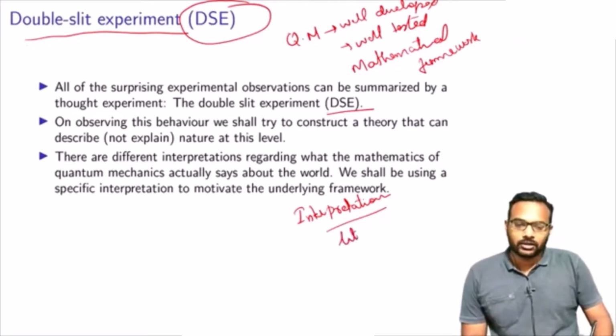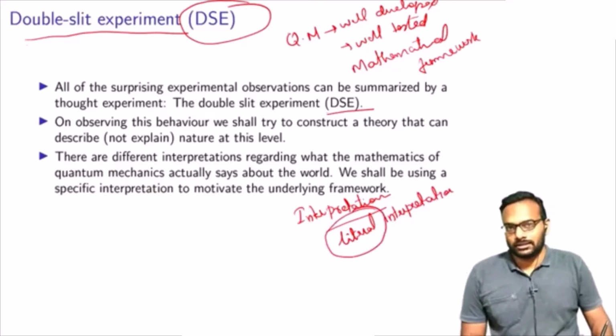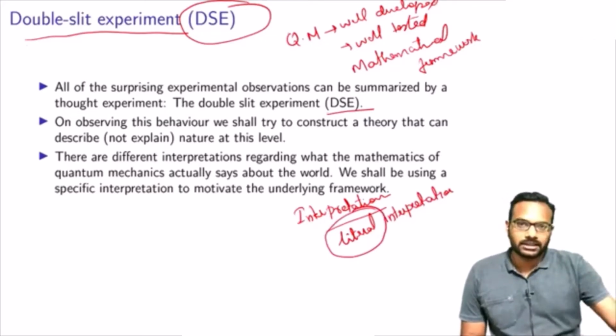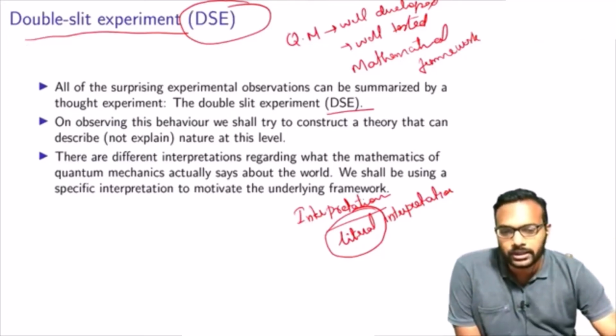This interpretation I'll call the literal interpretation. It's just a term, which means that I am assuming that the mathematics of quantum mechanics literally describes the behavior of nature. So there is no different interpretation. We'll take the mathematics literally. That's the thing that we'll be doing.